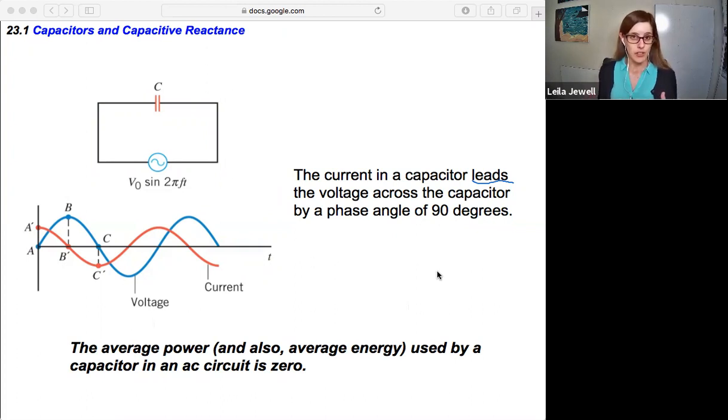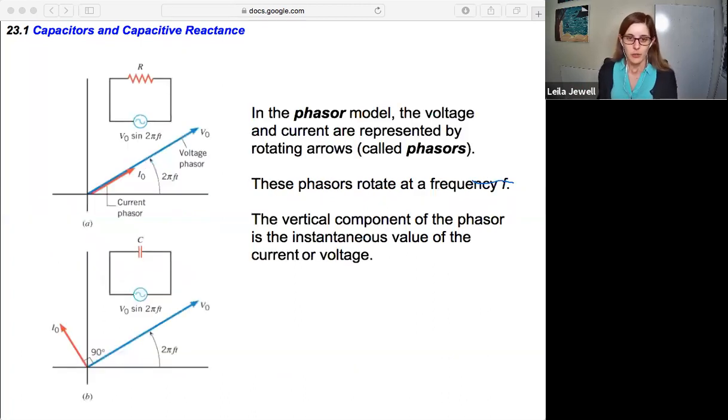So we got average power in a resistive circuit and it was definitely not 0. But for a capacitor, it's not using any power. And that's pretty nifty. Now, trying to draw these sine curves next to each other and just slightly offset by 90 degrees, it's really hard to actually draw that out. So there's another way to represent this difference in phase. And the way that we do that is a phasor model.